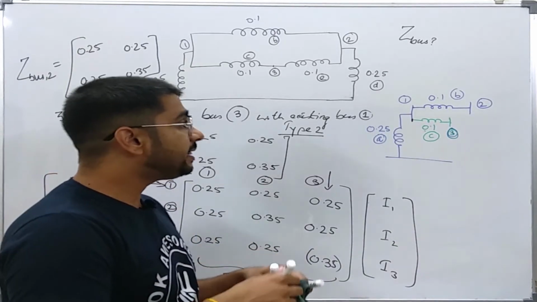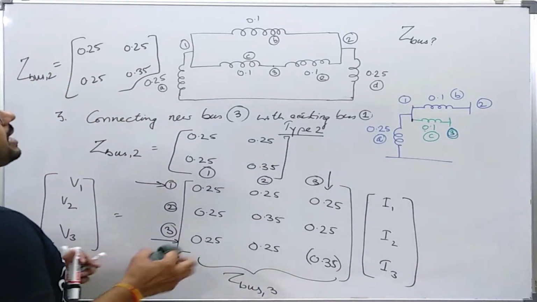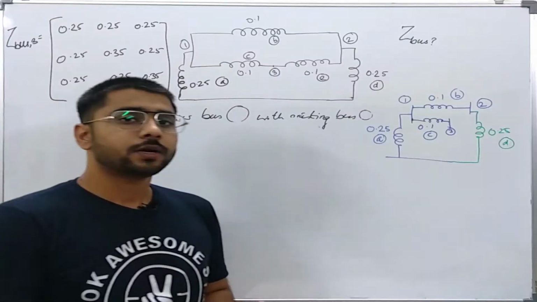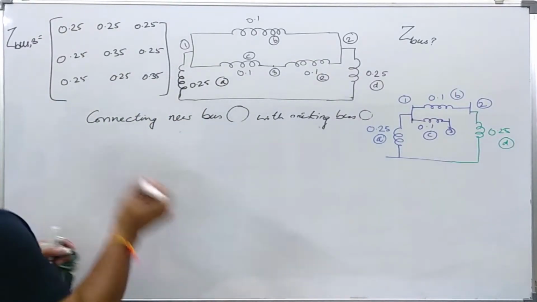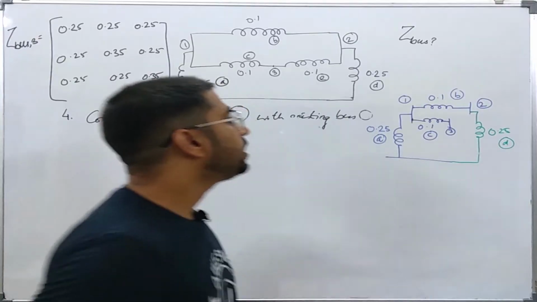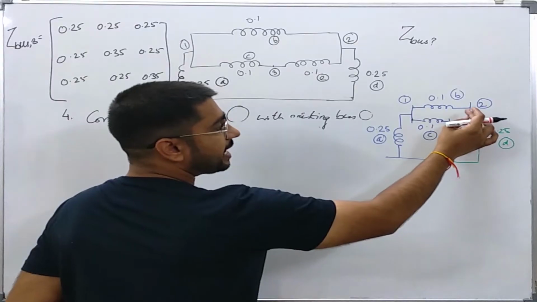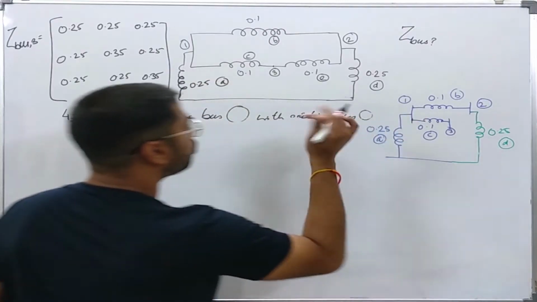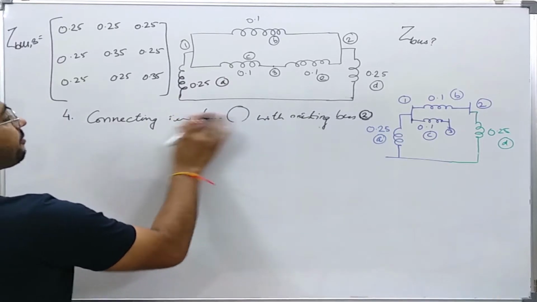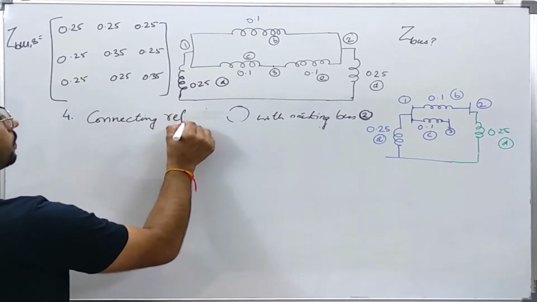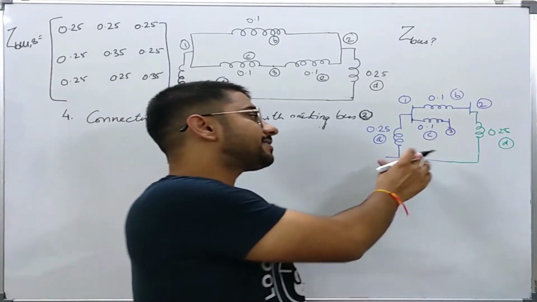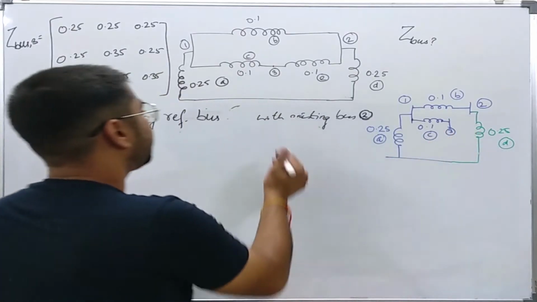Okay, now in the next step we will add element number D. That we will see in the next slide. Now let's see step number 4. In this, we will add element number D. So you see what we are doing here, we are connecting an already existing bus number 2. That is, already existing bus number 2 is being connected with the reference bus. So this is an example of type 3 modification.